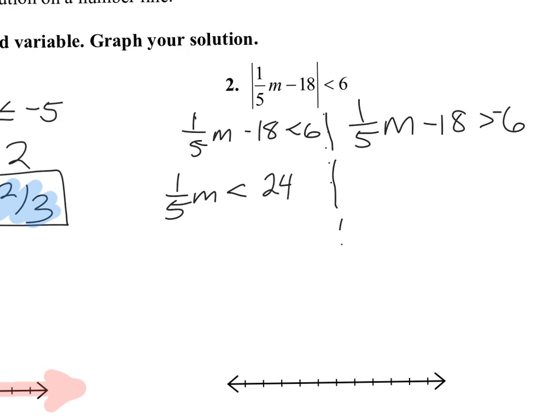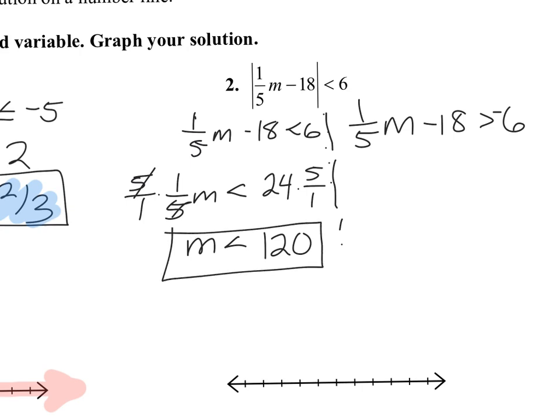And in order to get rid of the 1/5, I've got to multiply by the reciprocal, which is 5/1. And these will divide to 1, and I've got m is going to be less than, now 24 times 5, I believe that's 120 if I'm not mistaken. 120, okay?